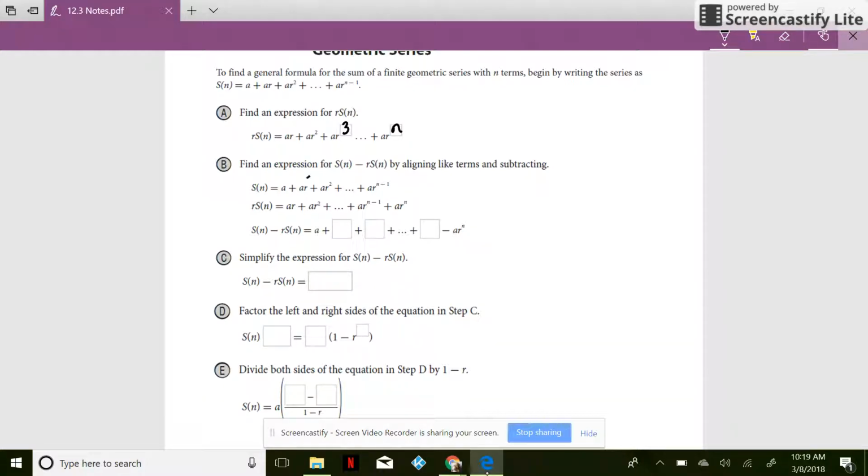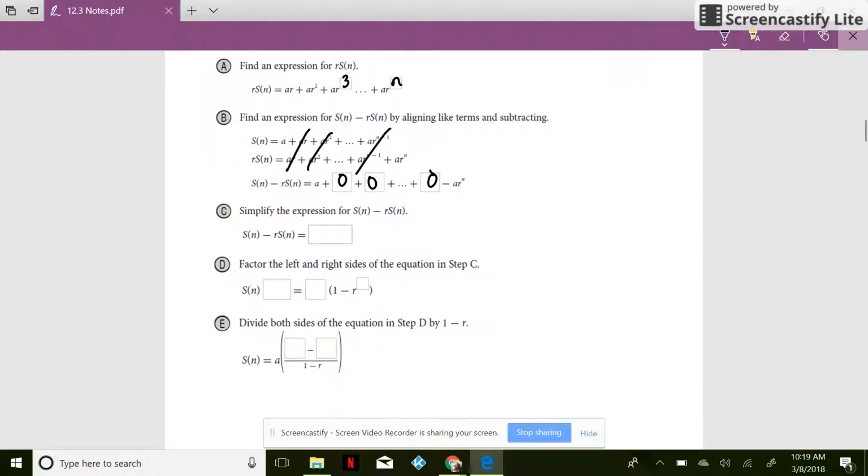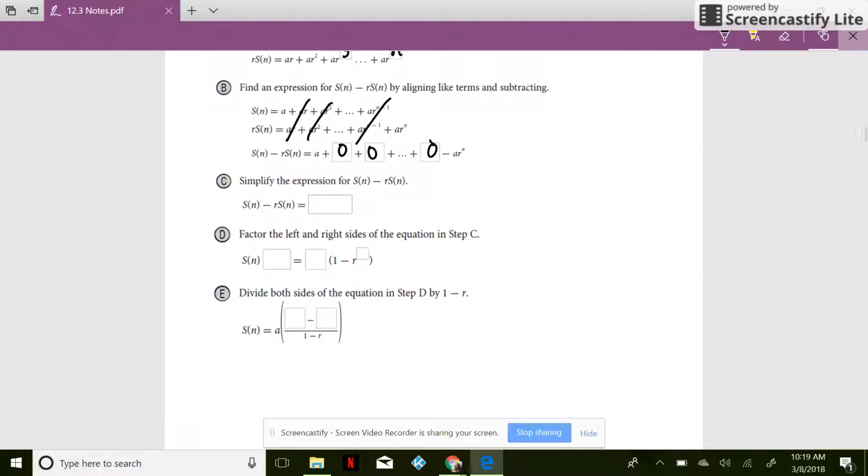A plus, we can see all these terms are going to cancel out, so 0 plus 0 plus 0 plus 0, and then minus a times r to the n. So if we simplify that expression, we look at only the pieces that we have: minus a times r to the n. So we can factor out an S of n. We have 1 minus r. We can factor out an a over here. We have 1 minus r to the n.